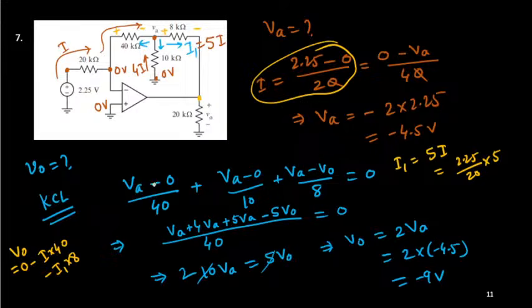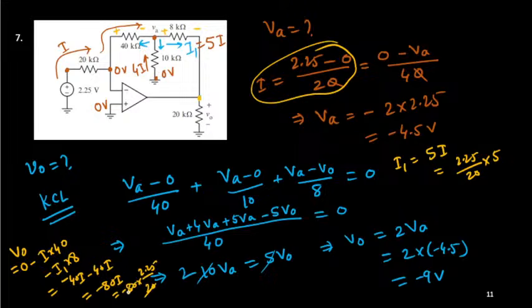Okay. So because this I1 is 5I, can I replace I1 equal to 5I? So this is a minus 40I, and this is also minus 40I. Total is minus 80I. And I is this thing, 2.25 by 20. So minus 80 times that, so 4 times 2.25 is minus 9 volt.